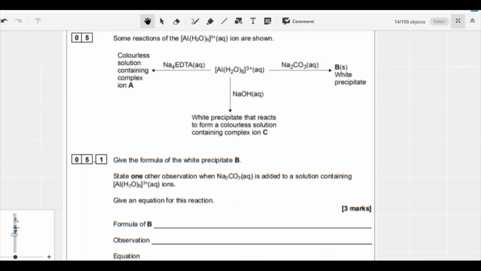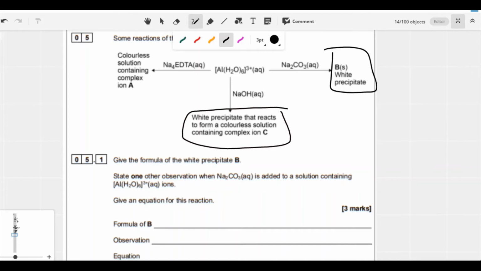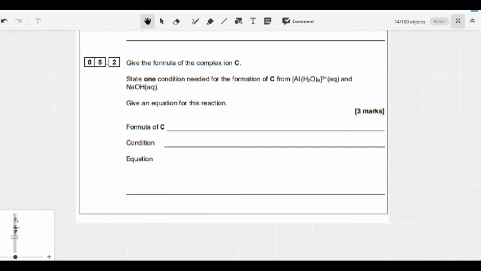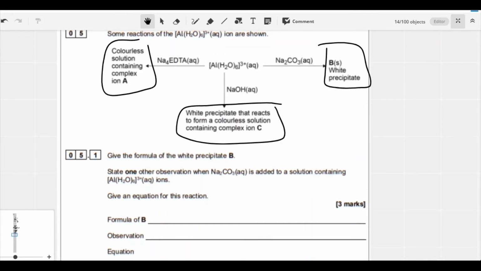Okay, next question. Here some complex formation takes place, some reactions of Al(H2O)6 3+ aqueous ion as shown here. You need to give the formula of the white precipitate. The white precipitate is unknown, C is also unknown and A is also unknown. So you need to find them step by step. First, the formula of B here.